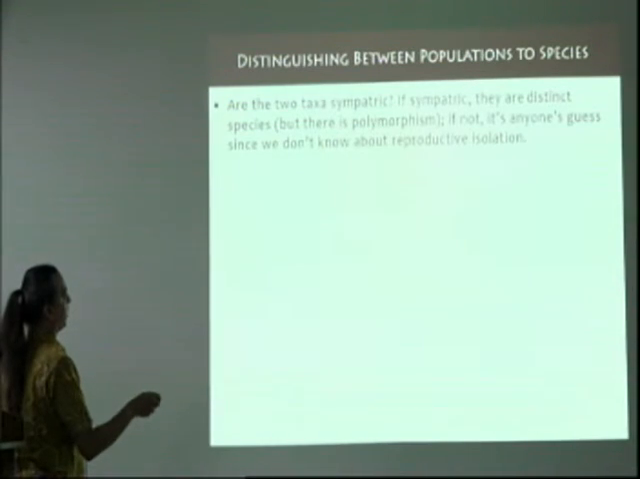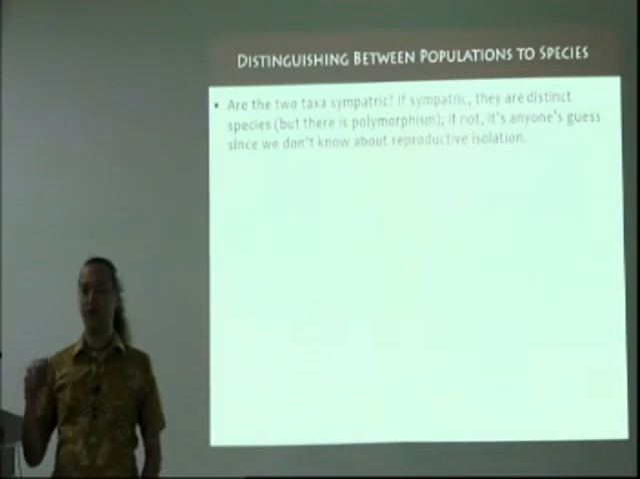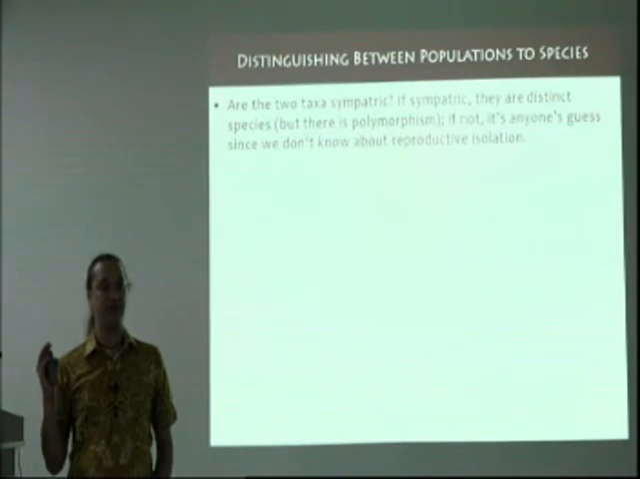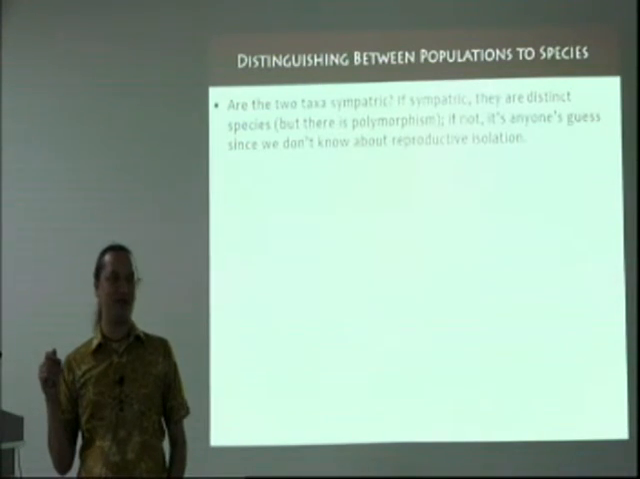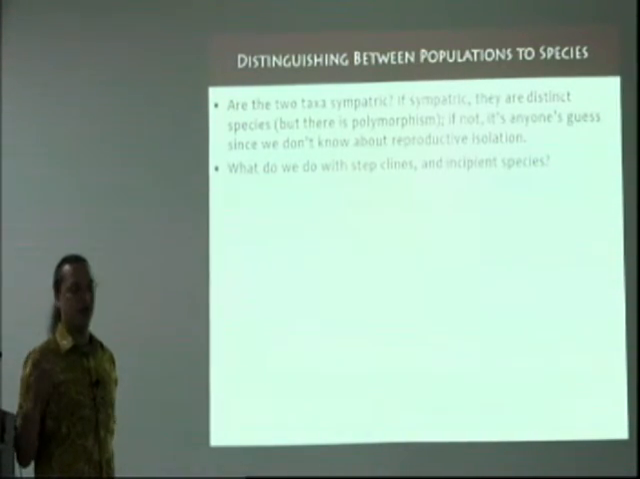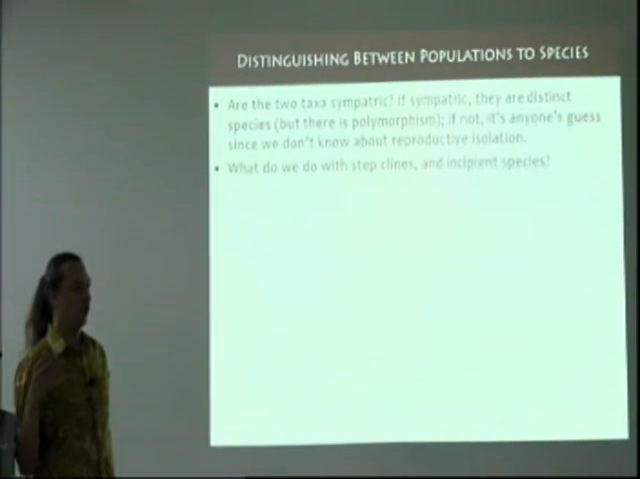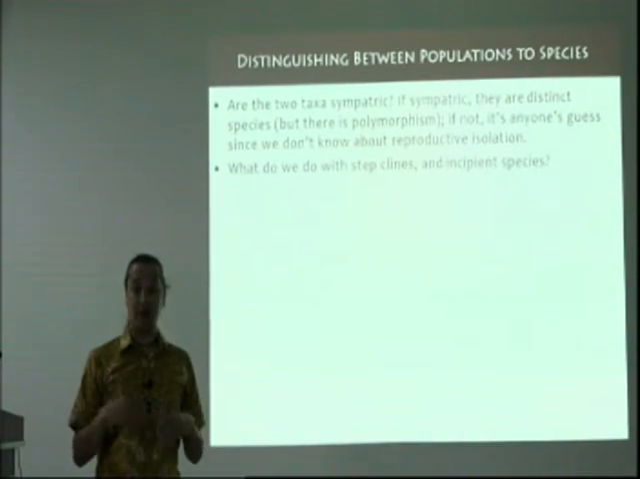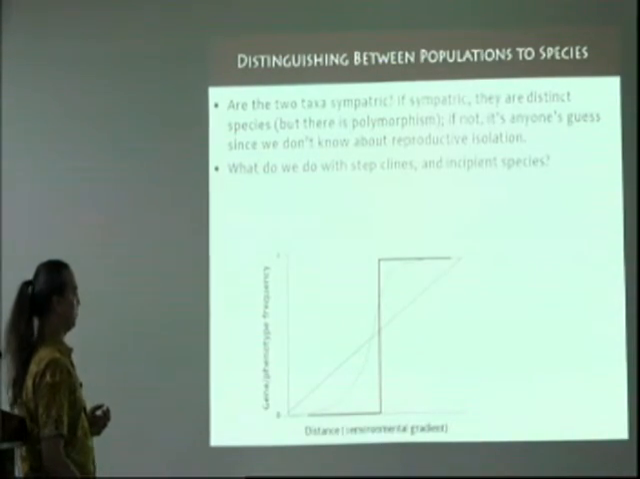Now, if they are not sympatric, it is really anyone's guess. One taxonomist like Mayr would say, if they are allopatric and differ slightly, you are going to call them subspecies. If they differ substantially, you are going to call them species. Conceptually pretty easy. What is a little bit and what is a lot? This is where fights start, right? And where two people disagree, one person is going to call them subspecies, another person is going to call them species. So whoever has the loudest voice, the most authoritative taxonomist wins, but biologically there is really no basis to that. What do we do with step clines and incipient species, as I mentioned?